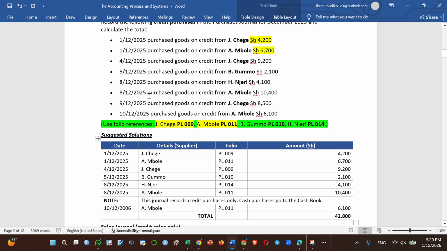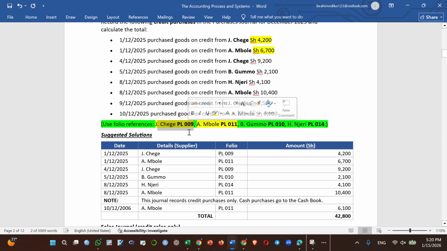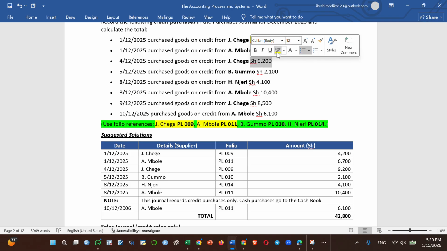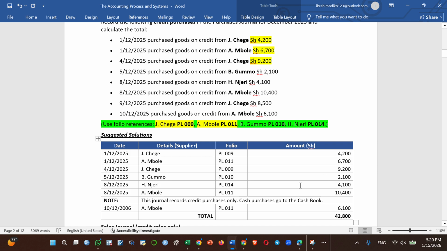You go to the next day, that is date 4. There was a purchase of goods on credit from J. Chege. So you put J. Chege there. You put the folio number, which is PL009. You have it here, just down here. Use the same folio number or the reference number. Then the amount is 9,200. So you put 9,200.